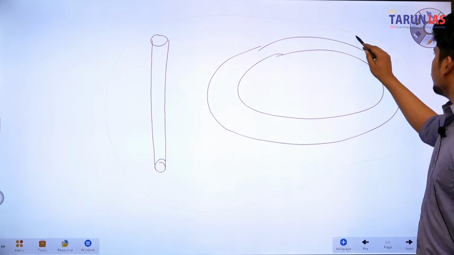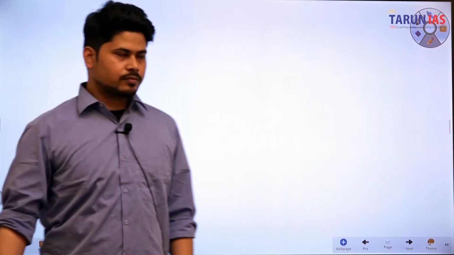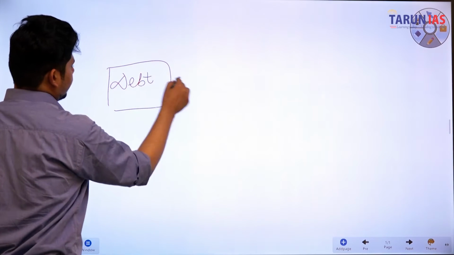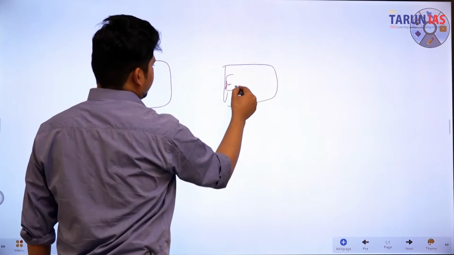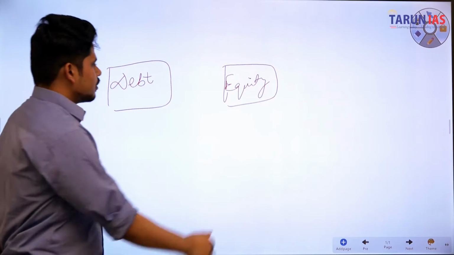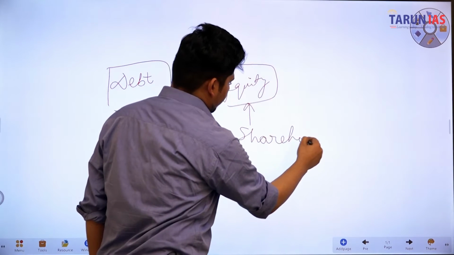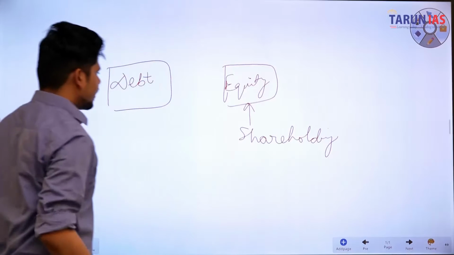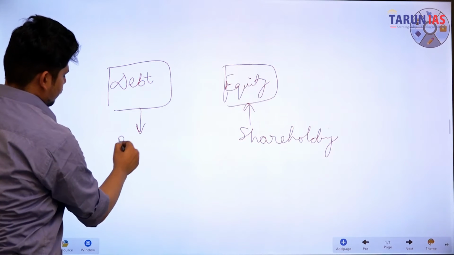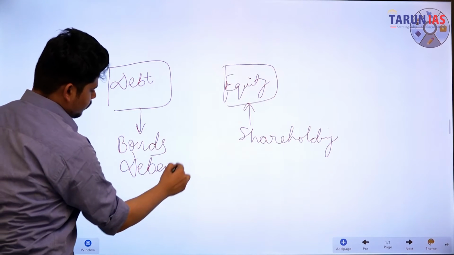What are debt instruments? If you have to fund something, if you want to raise capital, you can raise it by two methods. One is debt and the other is equity. Equity means shareholding. This is very important. Whereas debt means bonds and debentures. What are debentures?